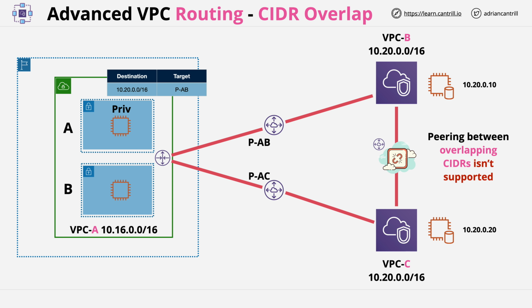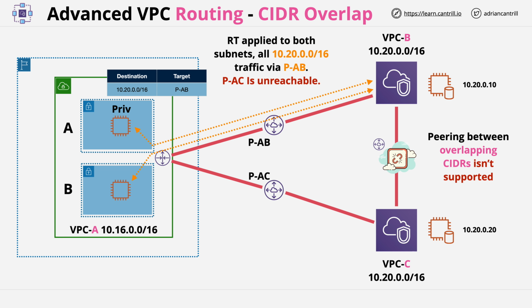Now one option that we could do is to apply a route table onto both of the subnets in VPC A, and this means that all traffic from VPC A will move to 10.20.0.0/16 via the VPC peer between VPC A and VPC B. So using one route table on both of these subnets will mean that the traffic goes to VPC B whenever 10.20.0.0/16 IP addresses are contacted from VPC A. But what this also means is that VPC A cannot communicate with anything in VPC C because the route will always send data to VPC B.